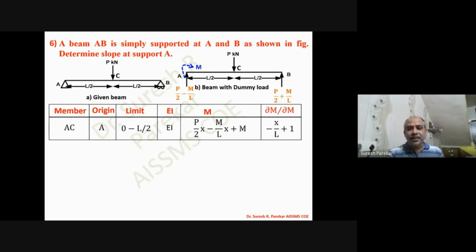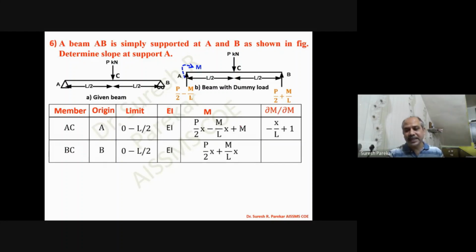Now similarly, I will go from B to C. So we have B to C, origin B, 0 to L by 2, EI. Now we have P by 2 X plus M by L X. I have taken P by 2 separate, M by L separate. X is between B to C, and in the first, A to C, we have X between A to C. And then if you take the derivative, you have X by L.